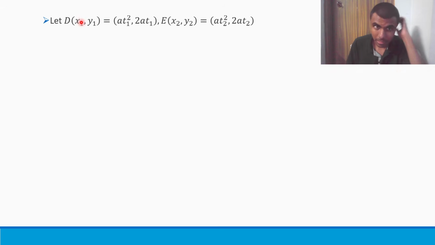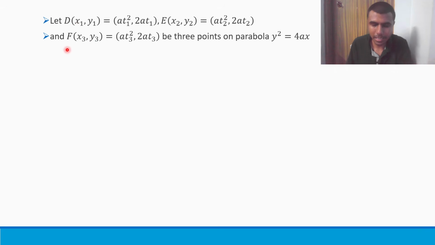I'm taking the points as D, E and F. The points are given, and I'm denoting them as D, E and F.